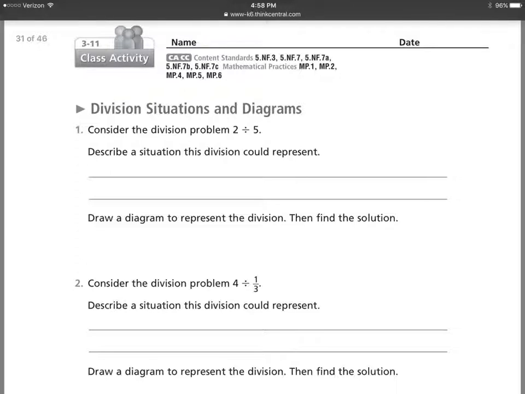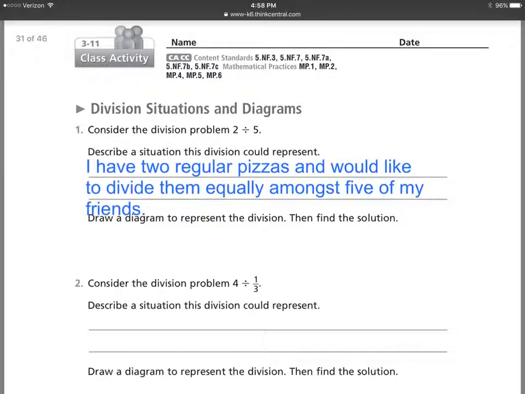Because I'm a pizza lover, I'm going to use pizza to describe my situation. So I'm going to pretend that we have 2 regular pizzas and we need to divide them into 5 equal parts. Or we're going to take 2 regular pizzas and give them equally to 5 different people. So I've written out my scenario. I have 2 regular pizzas and would like to divide them equally amongst 5 of my friends.